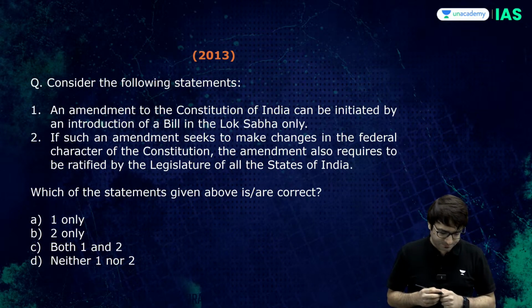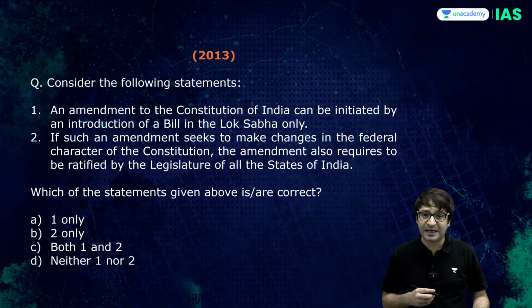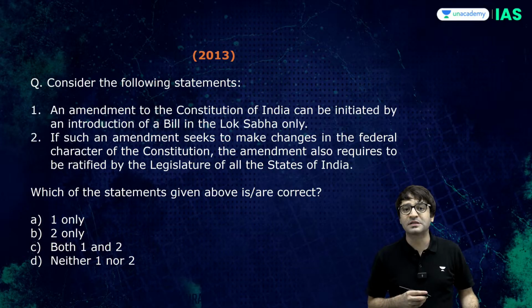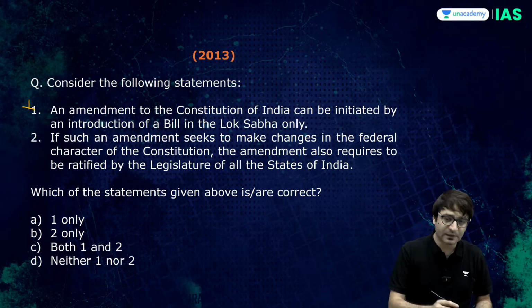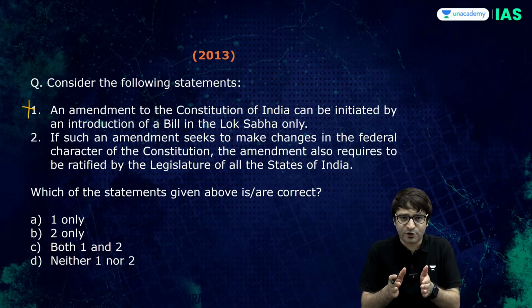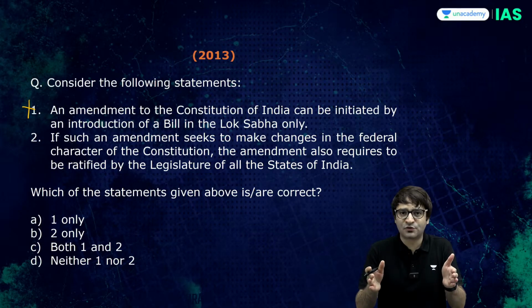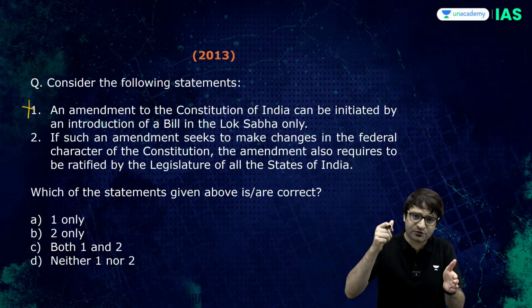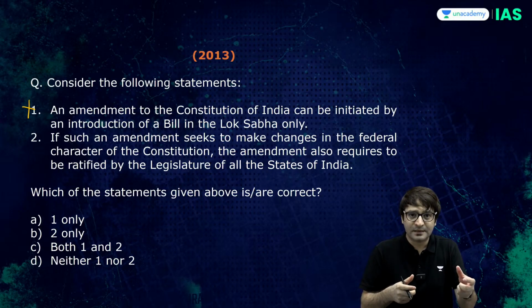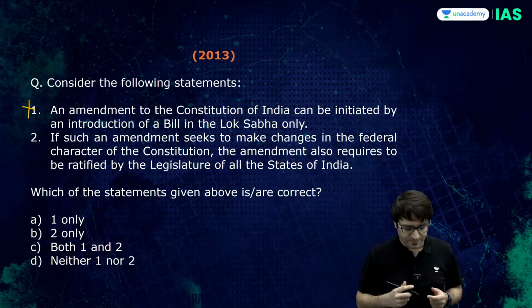Let's look at another question. Consider the following statements. An amendment to the Constitution of India can be initiated by an introduction of a bill in the Lok Sabha only. Incorrect. A constitutional amendment bill can be introduced in either of the two houses of the parliament. It does not require the prior permission or the consent of the President of India. Can be introduced by a minister as well as by a private member.